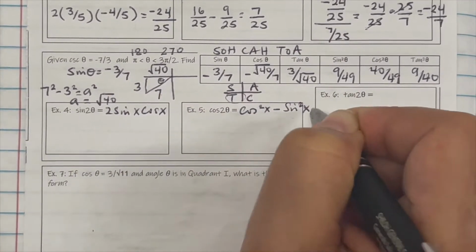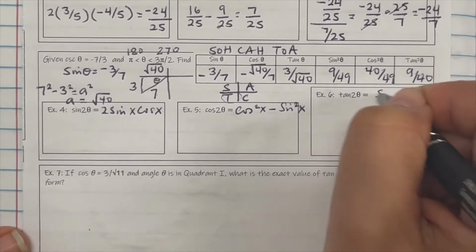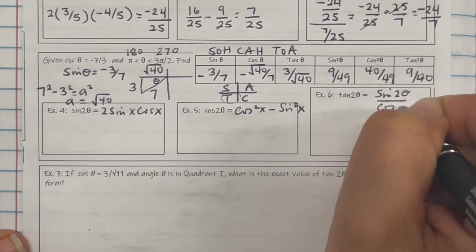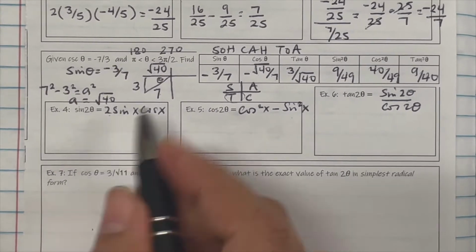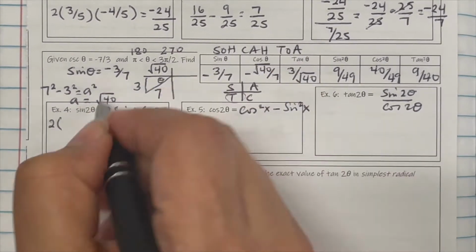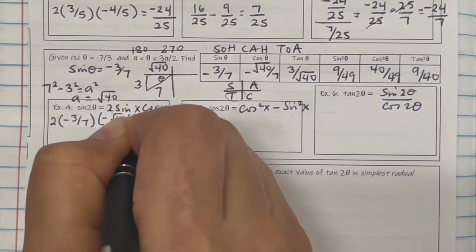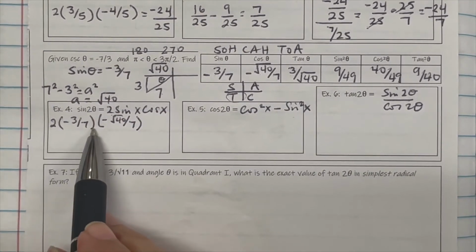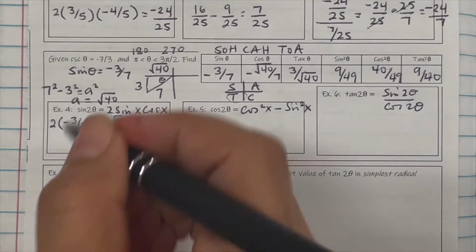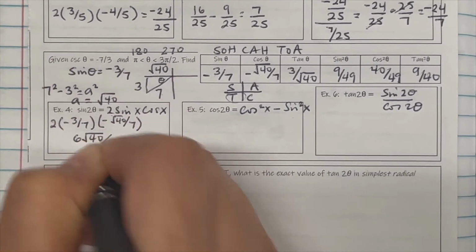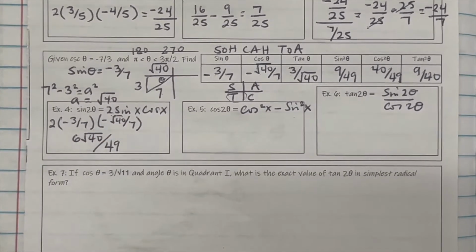Cosine says cosine squared minus sine squared, and tan, I'm just going to use the easy way, which is sine 2 theta over cosine 2 theta. All right, so let's put in what we know. 2 times sine x is negative 3 over 7, times cosine x, which is negative radical 40 over 7. Multiply all the numerators, so negative times negative is positive, then 2 times 3 is 6, so 6 radical 40 over 7 times 7, which is 49.